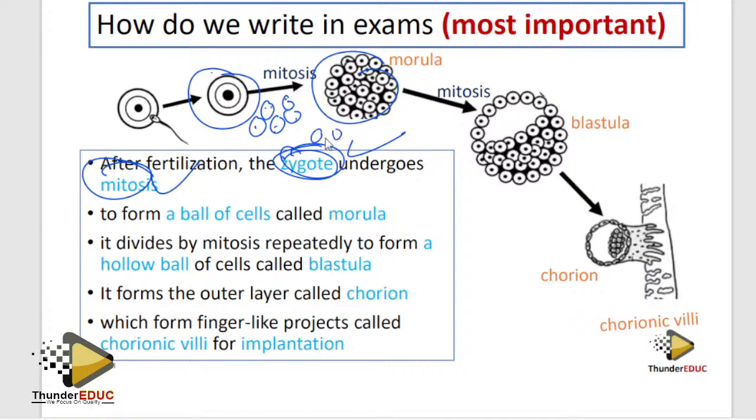So here it is a zygote. Yes, it is diploid. This is haploid. This is also haploid. Form a diploid, form morula. So after fertilization, a zygote is formed, which undergoes mitosis to form a ball of cells. This is a mark. Don't just say to form morula. Form ball of cells is a mark. Called morula is another mark, which divides mitotically or repeatedly to form blastula. This is also another mark.